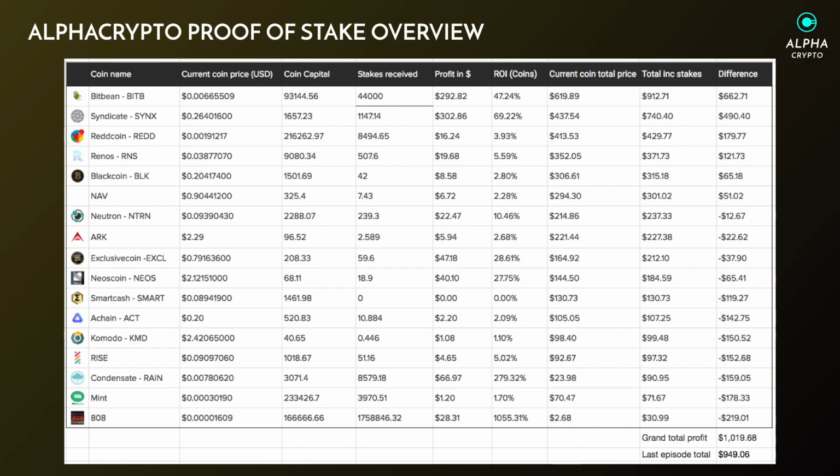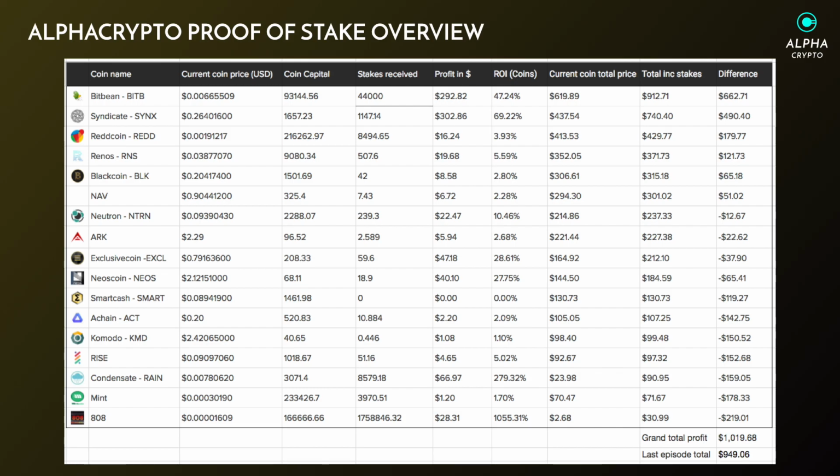Now, looking towards the bottom, 808 is still at the bottom with a deficit of 219. And same with Mintcoin, about almost $200 with this one, $178. And Rain at $159 in deficit. There's a few coins that are also in deficit. So just to mention, Arc has gone into deficit of $22. Neutron as well. So these are quite good buys at the moment. Those, the pack in the middle are pretty good buys if you want to start to stake, because they are below the price I purchased them at.